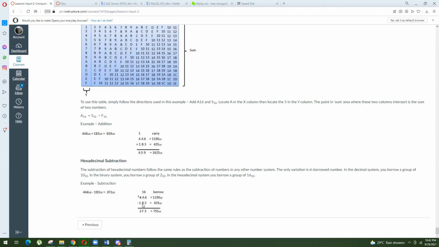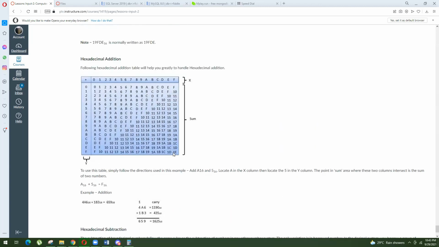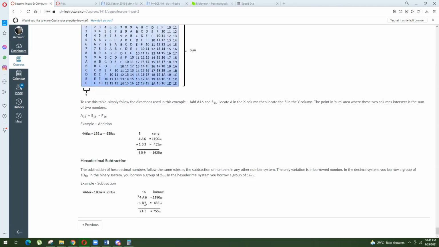Okay, let us check if this is correct. 26 minus B, 11. 26 minus 11 is 15, or F, right? 15 is F. Okay, 6 minus 3 is 3. A minus B cannot be. Borrow 1 from 4, so 4 becomes 3. And A equivalent is 10 plus 16, 26 minus B, which is 11. 26 minus 11 is 15, which is F.